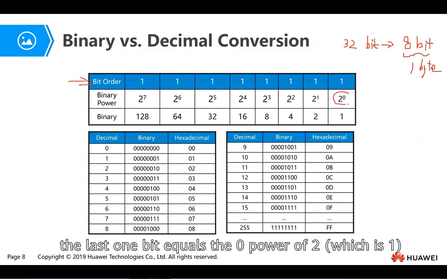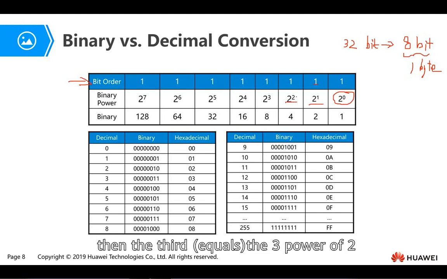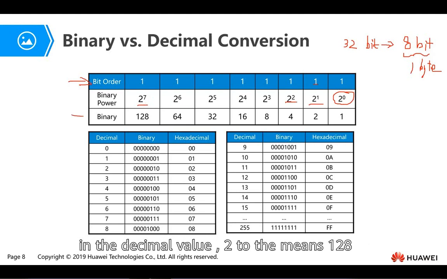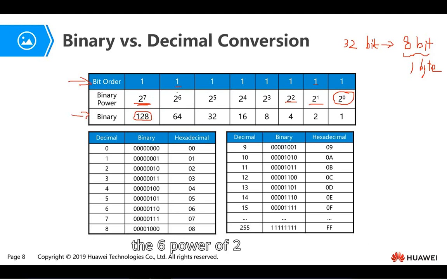What is the value? The last one is 2 to the power 0, the second is 2 to the power 1, the third is 2 to the power 2, and so on, up to 2 to the power 7. In decimal, 2 to the power 7 means 128, and 2 to the power 6 means 64. We can calculate each bit value, and then we can count.